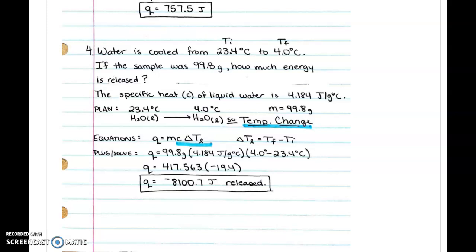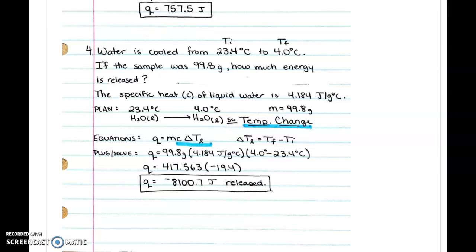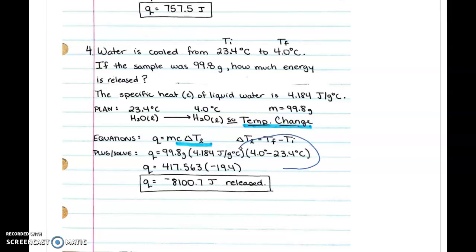So here the important part to see, and I'll do it in blue, is this part right here. Okay? My final temperature is 4, my initial temperature is 23.4, which means that I'm going to get a negative number, and that means that I am releasing energy. I've got a negative number here. So the energy we deal with is still 8,100 joules approximately, but we are releasing that. We see that because we have a negative number.